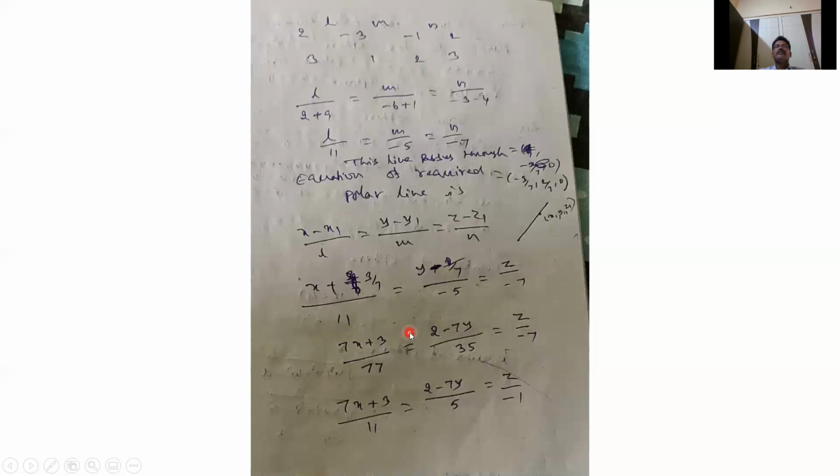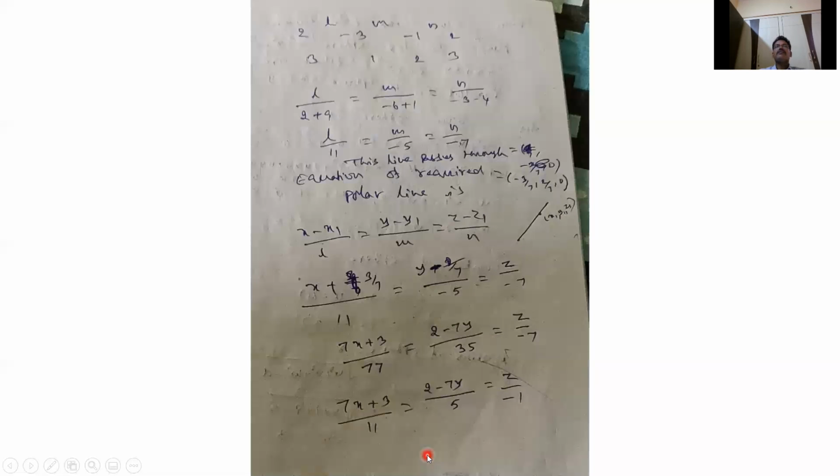First write the m coefficient, then the n coefficient, then the l coefficient, then the m coefficient. So I have written 2, minus 3, minus 1, 2. Similarly, 3, 1, 2, 3. Right, here l, m, n.